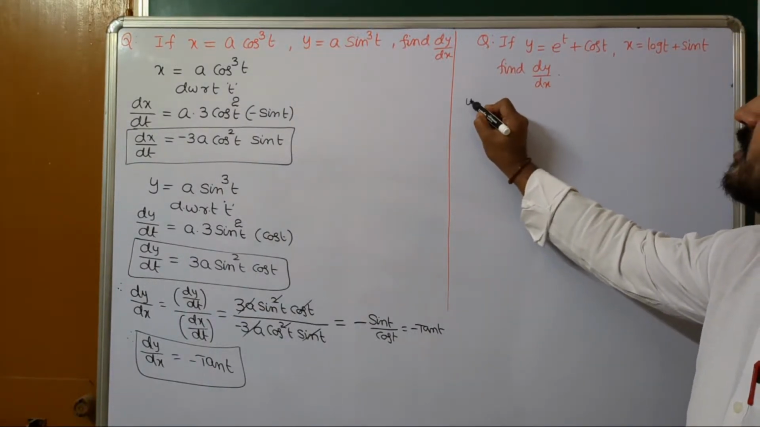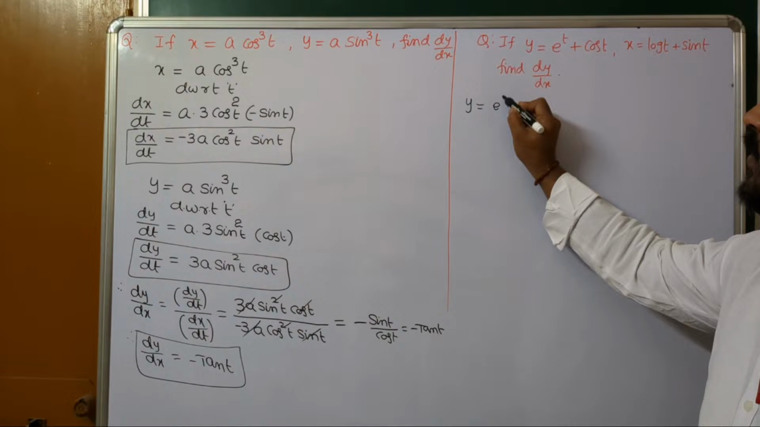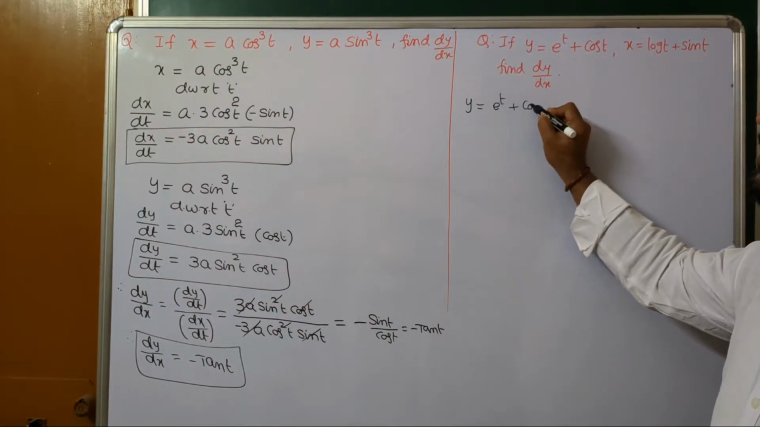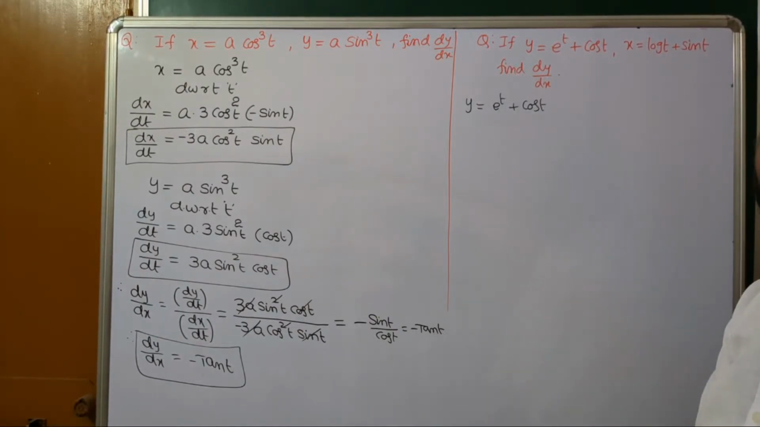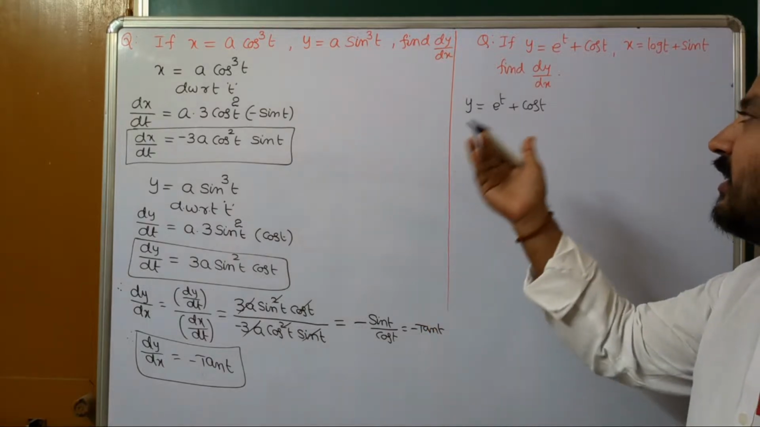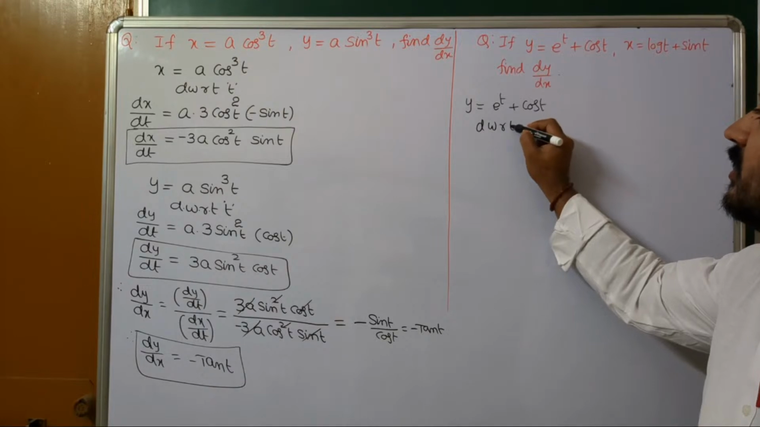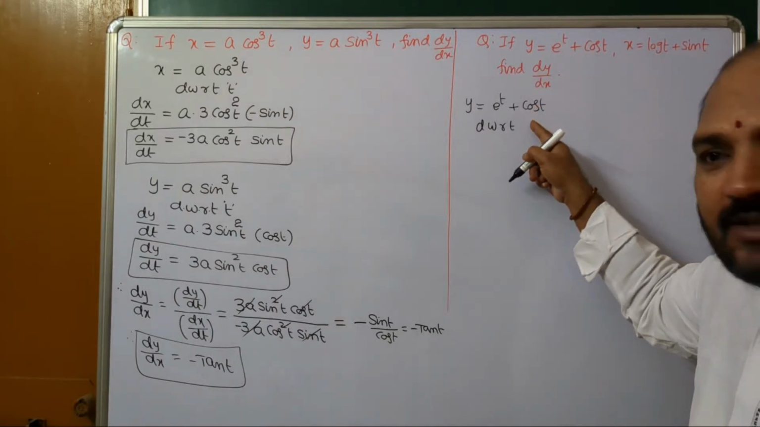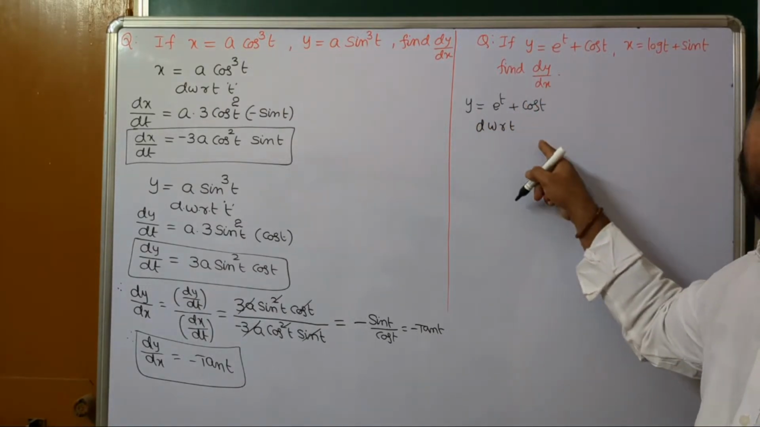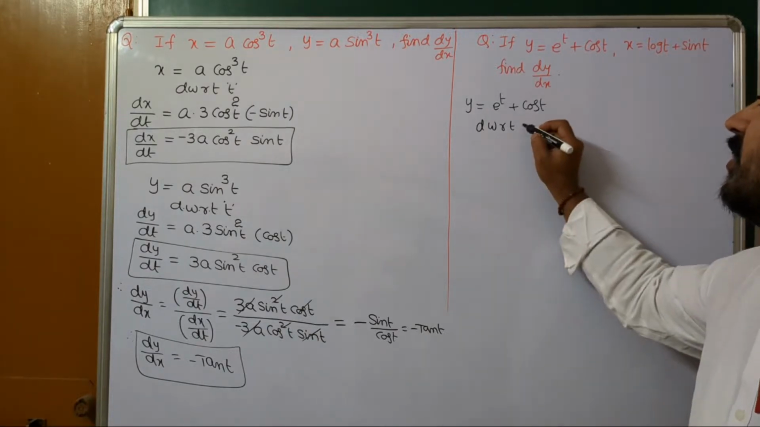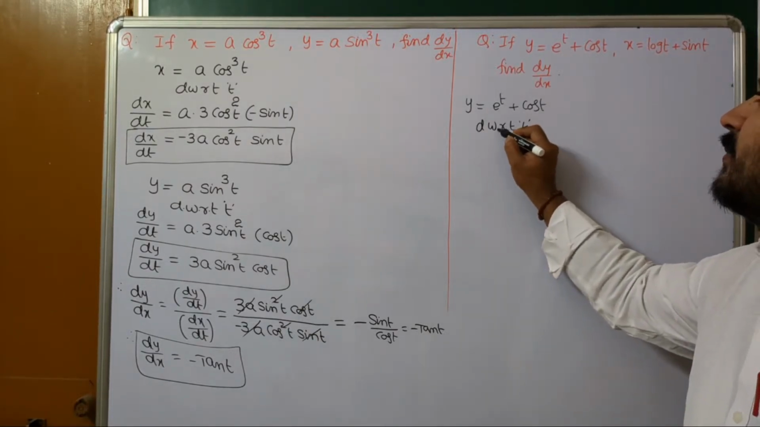In this, first y is equal to e power t plus cos t. So y is a function of t. So differentiate with respect to t. If it is in terms of theta, how do we do it? Differentiate with respect to theta. Here, with respect to t.